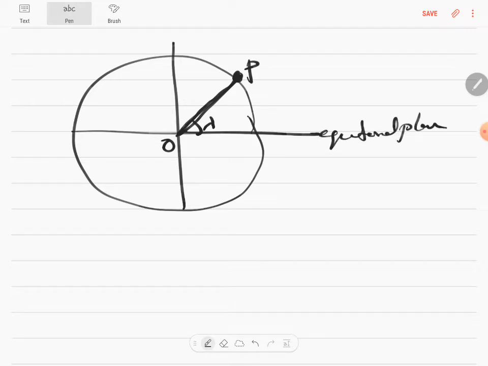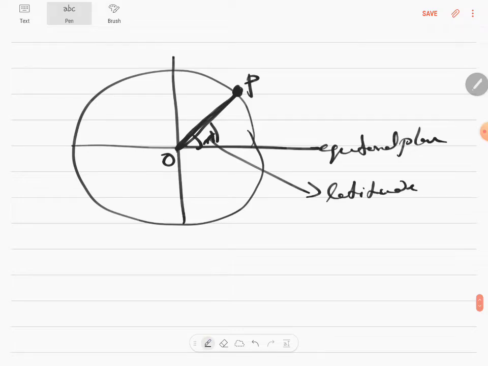That is what is called, this lambda is what is called latitude. Latitude is the angle made by the point on the Earth and the center of the Earth with the equatorial plane. The line joining the point on the Earth and the center of the Earth makes an angle lambda with the equatorial plane, which is known as latitude.